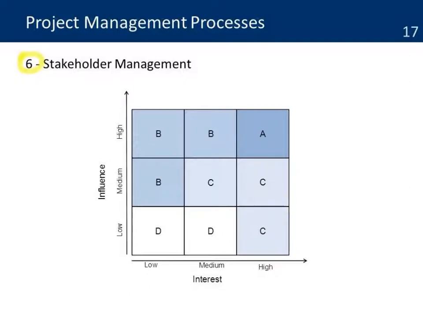The sixth process is stakeholder management. It's a way to understand our stakeholders in the levels of influence and interest on the project and identify the key stakeholders that have an element of interest and influence in the project that is important for us and they are important for the project.